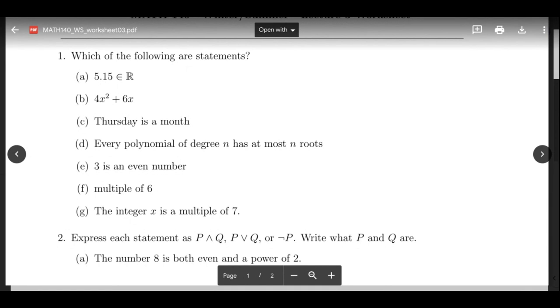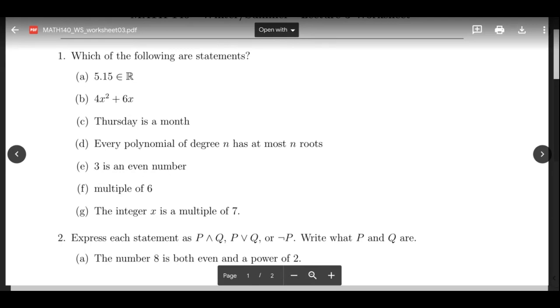C is a false statement. D, every polynomial of degree n has at most n roots. Is this a statement? Yes. Is it a true statement or a false statement? True statement, yes, at most n roots. E, 3 is an even number. Is it a statement? Yes, but it's a false statement, right? Because 3 is not an even number. It's false, but it's still a statement.